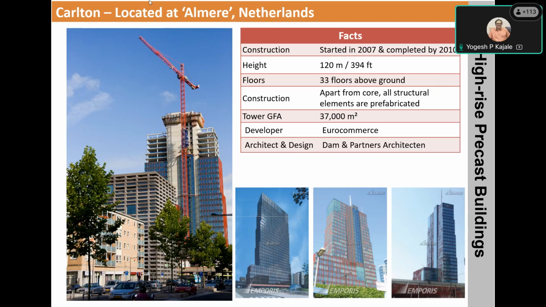So this is one building of 120-meter height, 33 floors above ground, having a total coverage area of 37,000 square meter. The construction started in 2007 and completed in 2010. So this is the first precast building which was completed. Of course, not in India, but outside.